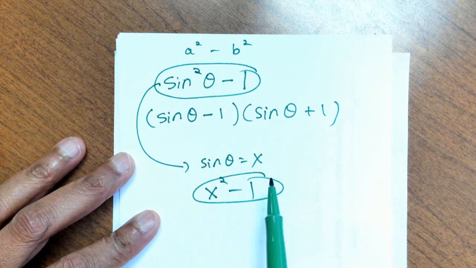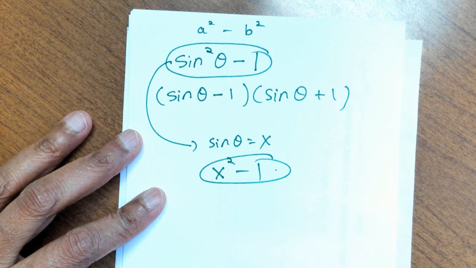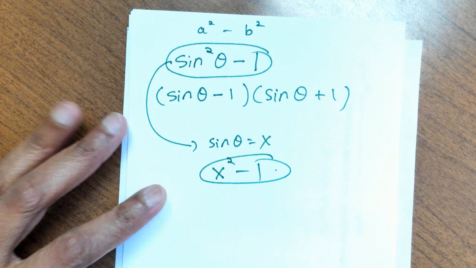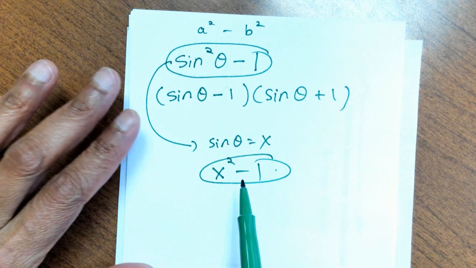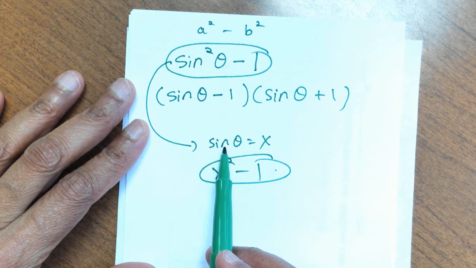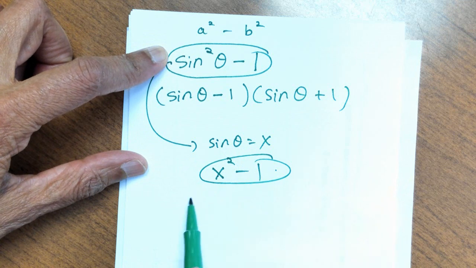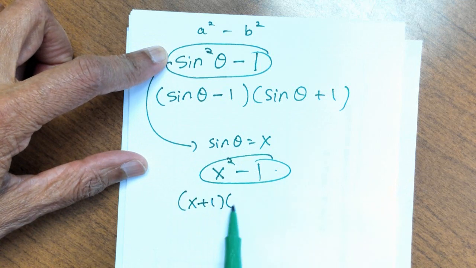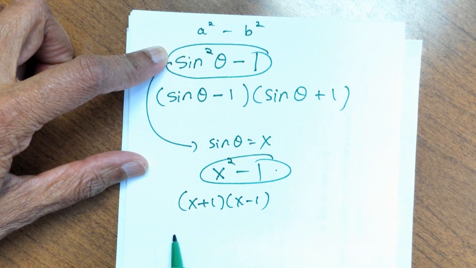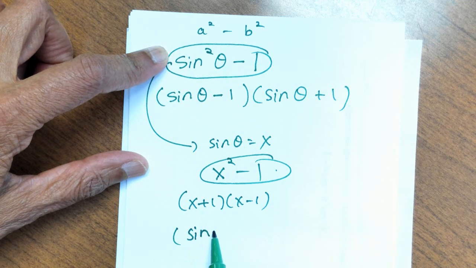Okay, just for this one I'm going to show you where I'm substituting, and going forward you can decide whether it is easier for you to factor by substituting or just factoring straight away. So if I substitute sine theta equals x, this becomes x square minus 1. The factors of x square minus 1 are x plus 1, x minus 1. But remember, you have to substitute back. So x is sine theta, so sine theta plus 1, sine theta minus 1.